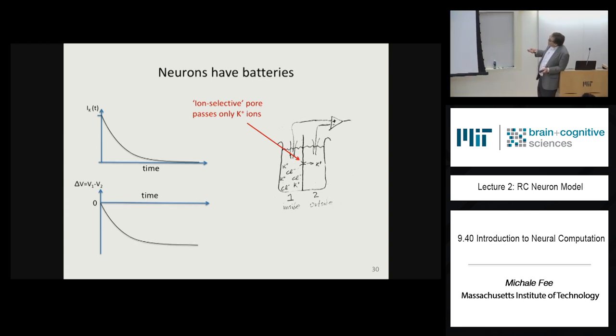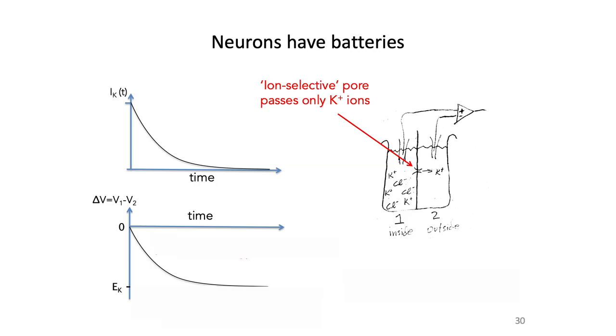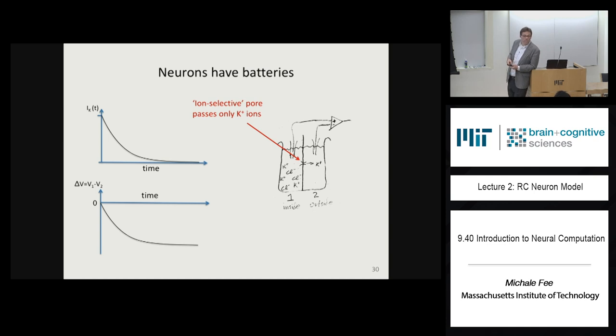So, if the voltage here is higher than voltage here, we're plotting V1 minus V2. The voltage here is lower than the voltage here, and so this is going negative. Okay?